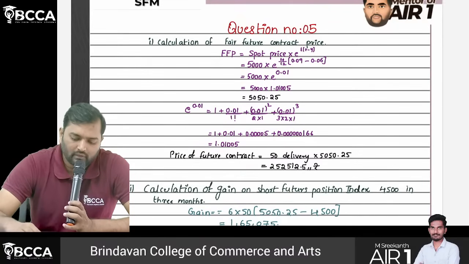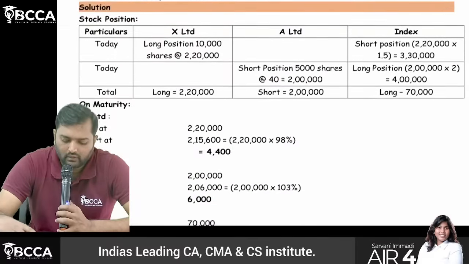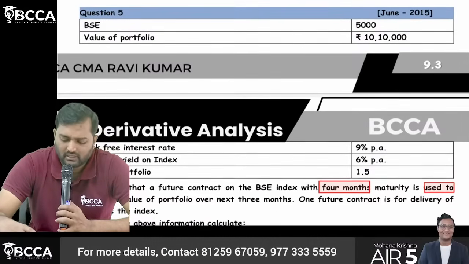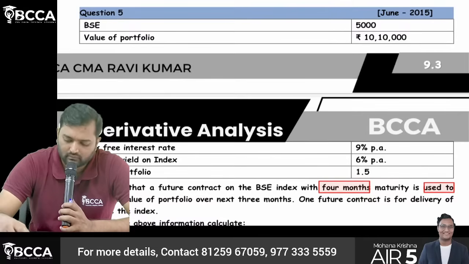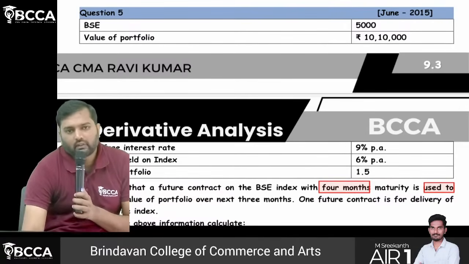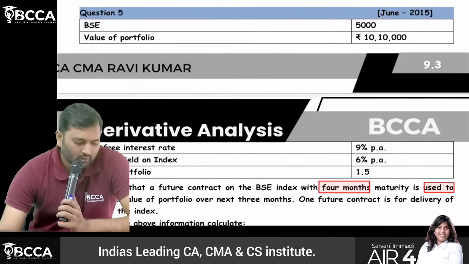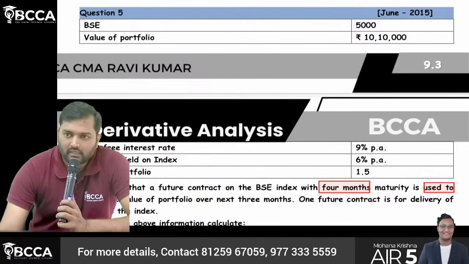See question number 5. Question number 5 is also cross hedging. This question you have to refer to because we have two different answers given in the CA Final study material and the CMA board material. So you follow the CMA board material, ignore the CA Final answer.